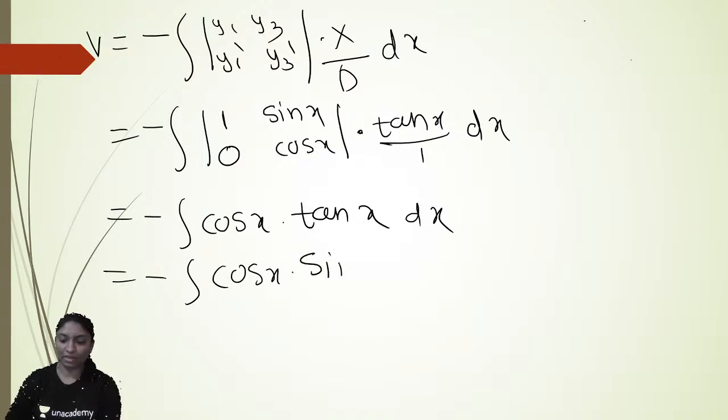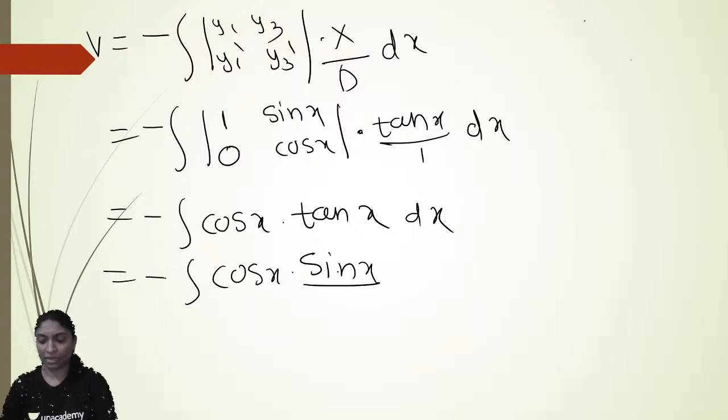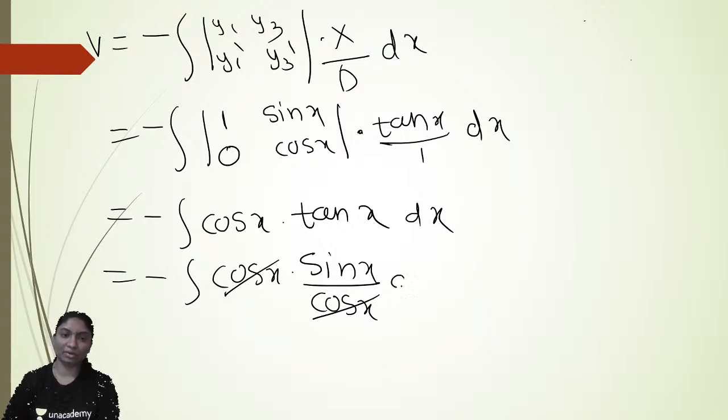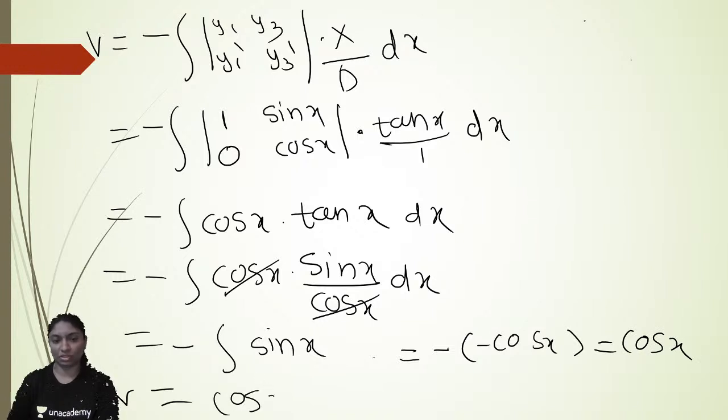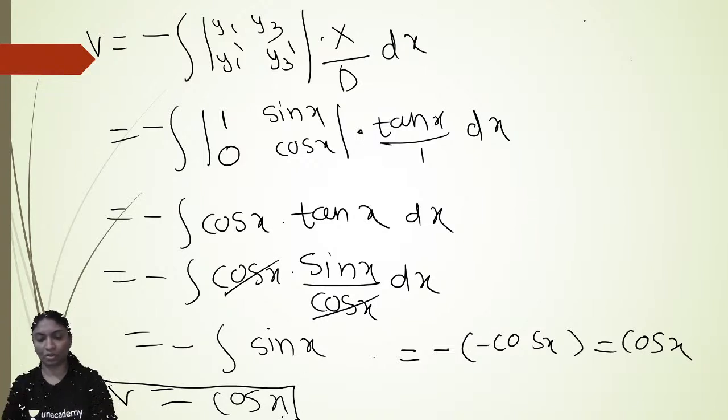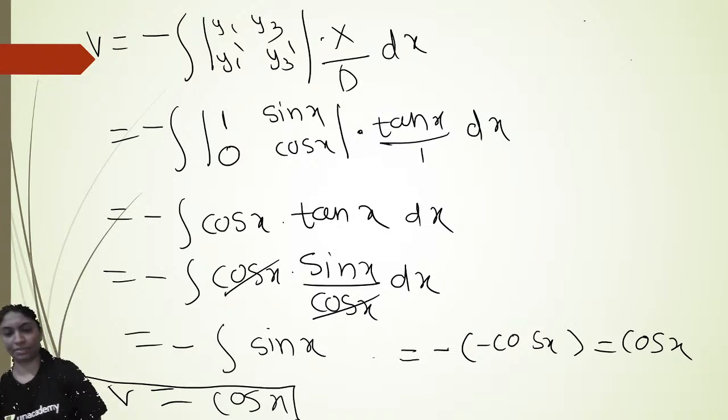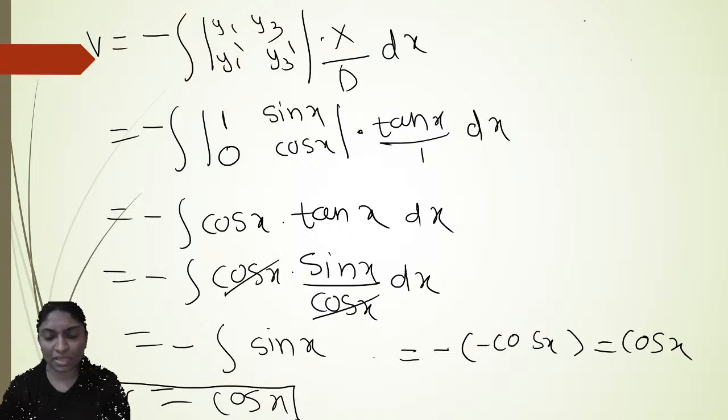I will use the simple way. Sin x upon cos x. So cos x cancels out, dx. So minus integration of sin x. So integration of sin x is minus cos x. So you will get minus of minus cos x is equal to cos x. So your v is equal to cos x. I hope you are clear here up to this step. Okay, what do you mean by v? V is equal to cos x. So once you are getting v is equal to cos x, we will calculate our w.